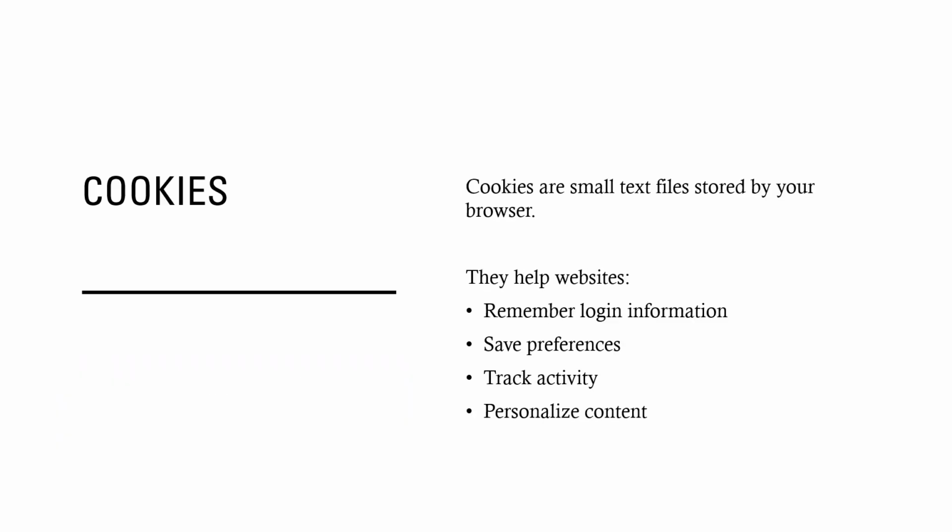Another thing to know about is a cookie, which is a small text file that a website stores on your computer or mobile device through your web browser. Cookies can help the website remember information about you, like your login status, your language preferences, items that you put in your shopping cart. This allows the website to provide a faster and more personalized experience every time you visit.